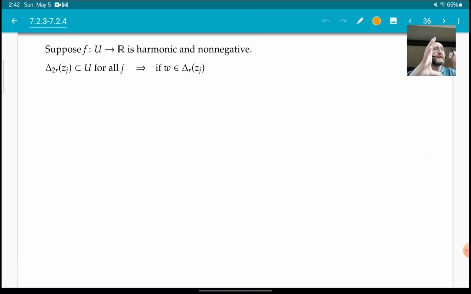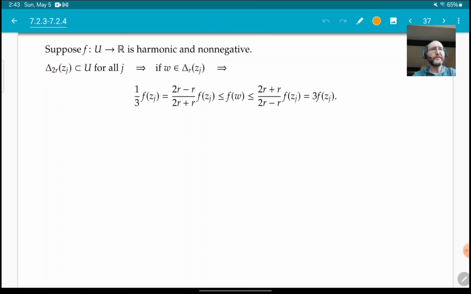We can apply the Harnack inequality for disks to this guy, right? So 2R would be the capital R, little r would be the little r. So this is just Harnack's inequality for disks applied in this setting for this W.